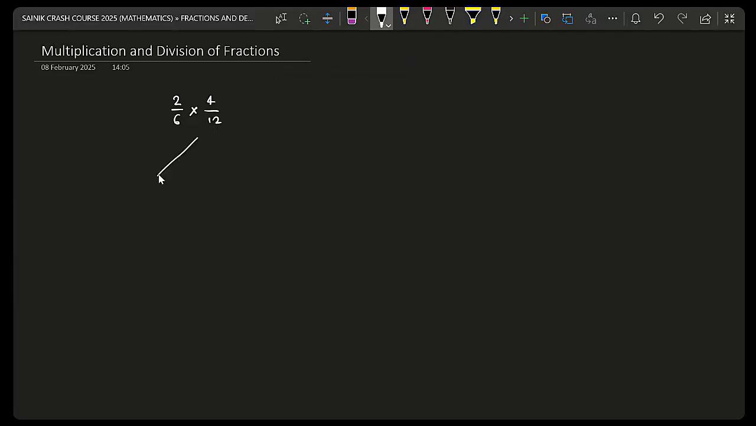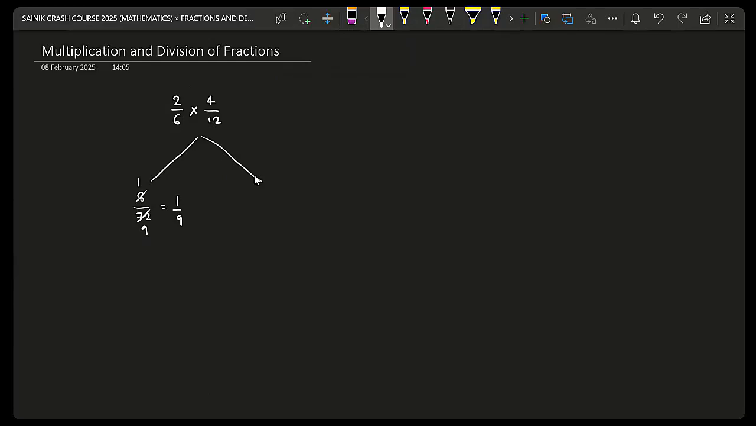The first method is, without doing any divisions, directly multiply numerator and numerator. 2 fours are 8 and 6 into 12 is 72. Now you can simplify this. 8 ones are 8, 8 nines are 72. Answer is 1 by 9.